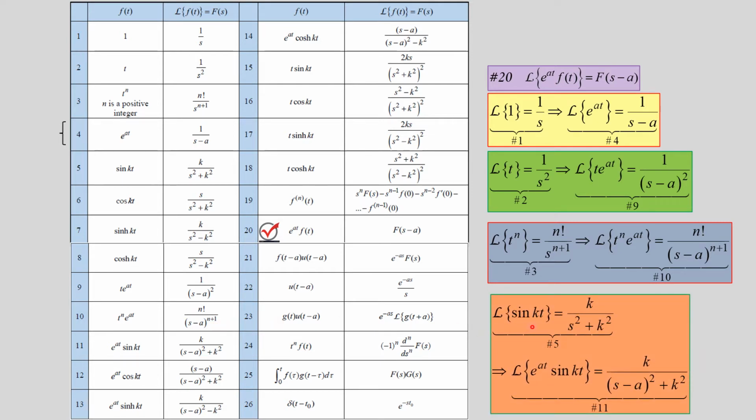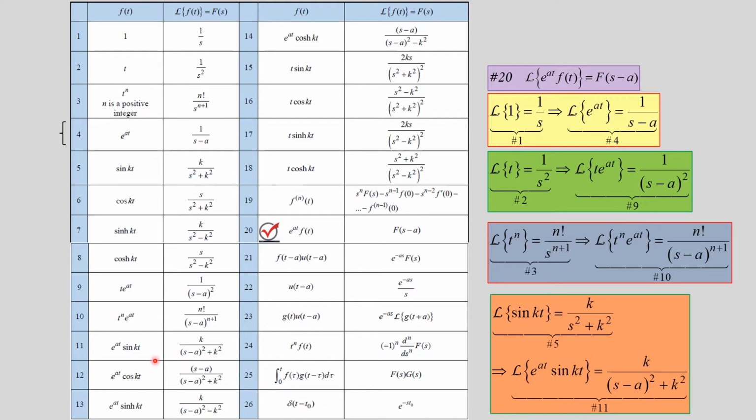Laplace transform of sin kt is equal to k over s squared plus k squared, formula number 5. If we multiply sin kt by e to the power of at, according to the S translation theorem, we use the result of the Laplace transform of sin kt, except that we need to replace the s by s minus a. So the answer for the Laplace transform of e to the power of at sin kt is k over (s minus a) squared plus k squared.